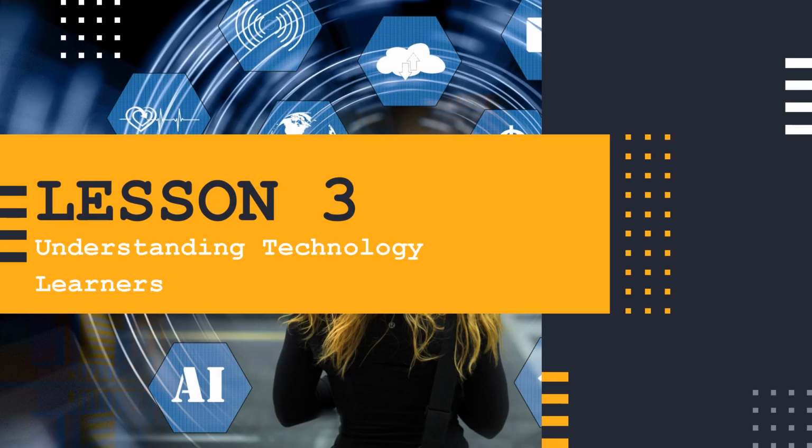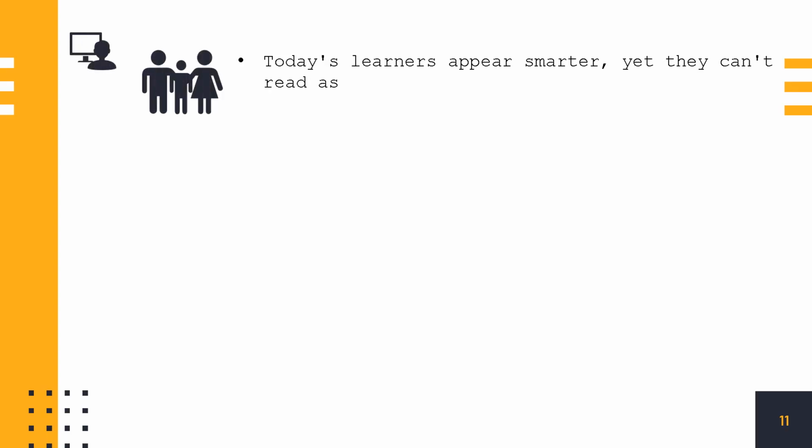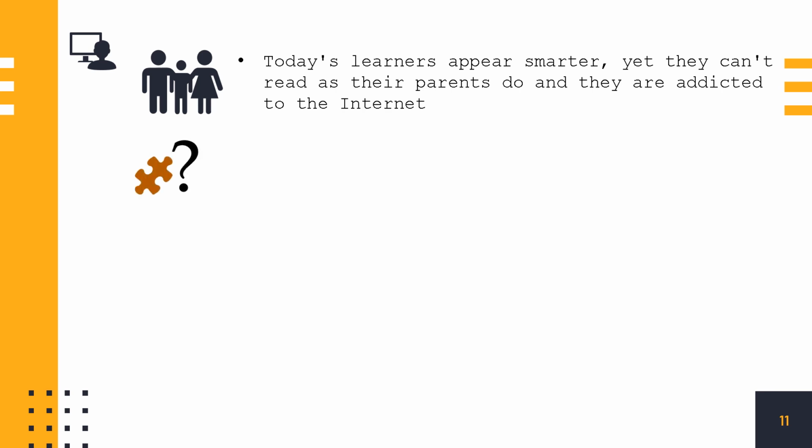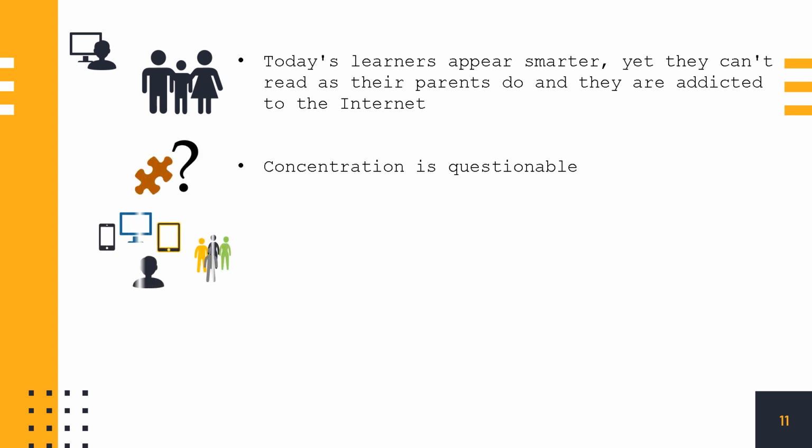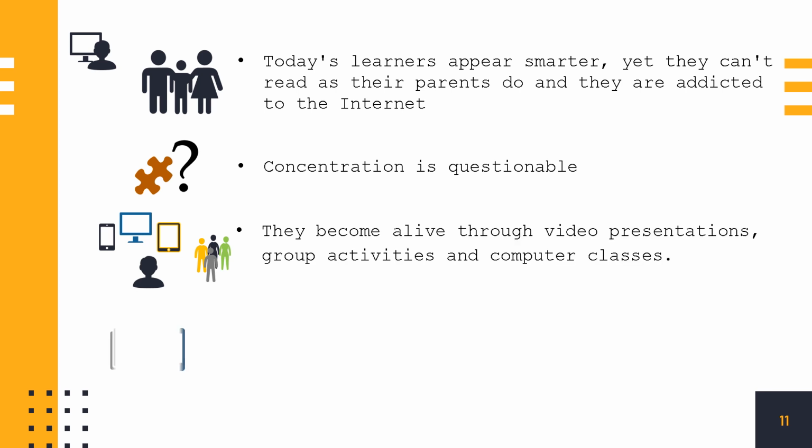3. Understanding technology learners. Today's learners appear smarter, yet they can't read as their parents do, and they are addicted to the internet. Concentration is questionable. They become alive through video presentations, group activities, and computer classes.